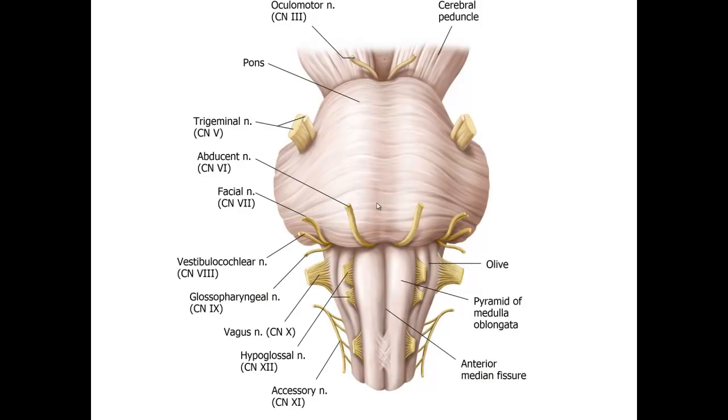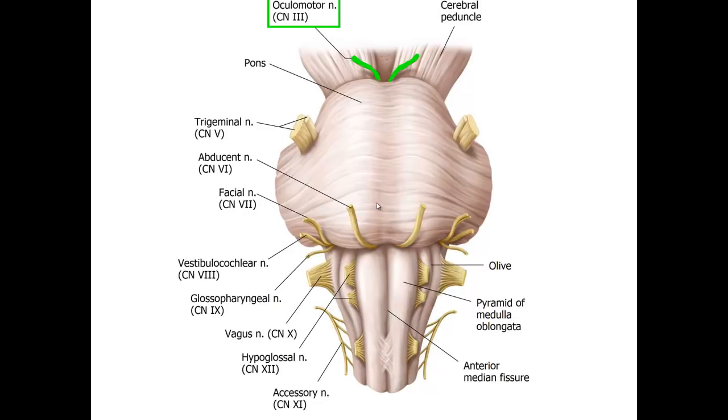For the rest of the cranial nerves, we're going to be looking at the brainstem and seeing where they come out of the brainstem. So we're going to start at the top with our oculomotor nerve coming out superior to the pons at the midline. And the oculomotor nerve is going to be responsible for movements of the eye.